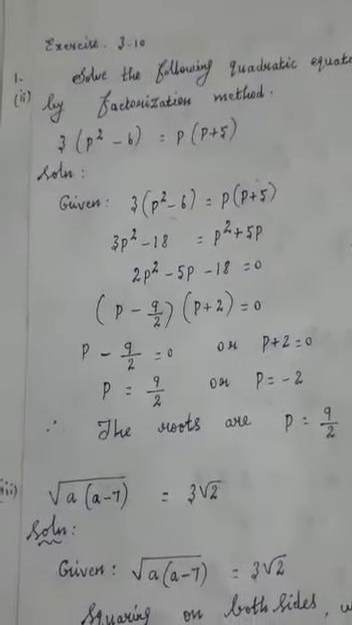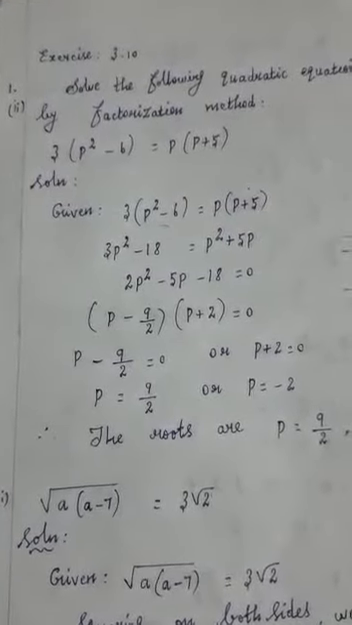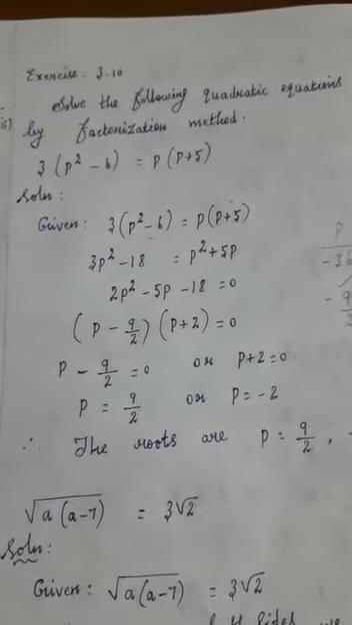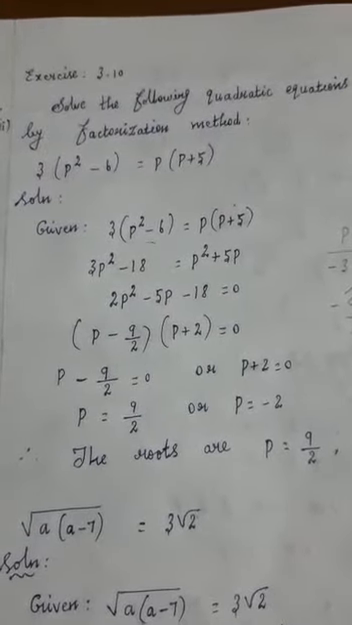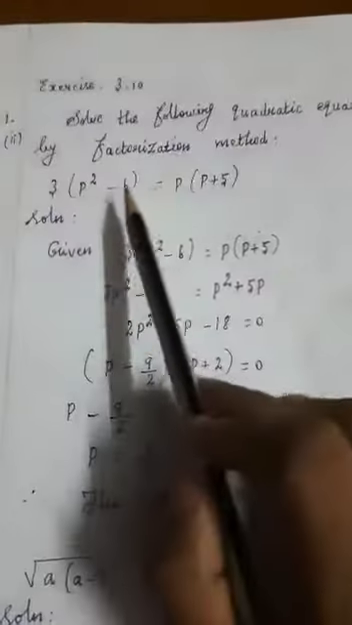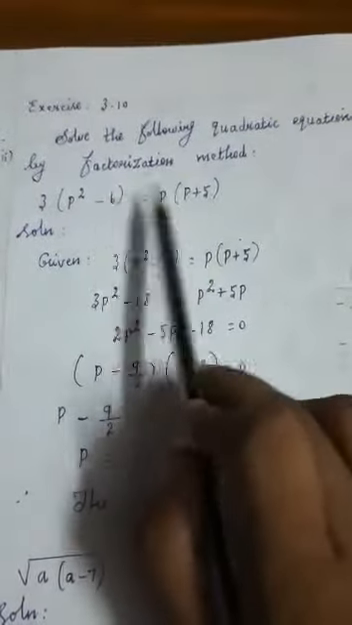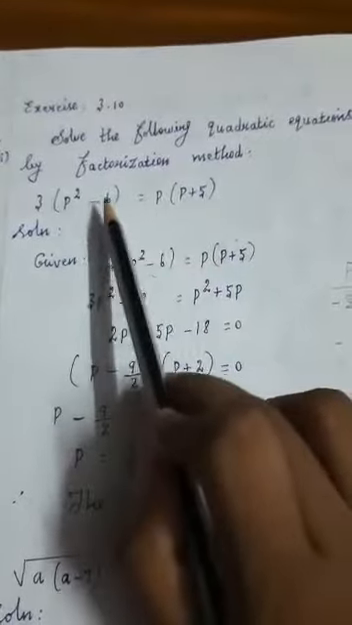Now let us see exercise 3.10, first one, second question. Now see the question: solve the following quadratic equations by factorization method. Using the factorization method, you are going to solve this equation. But while you are seeing this equation, you cannot identify what type of equation this is. So you need to simplify this equation. Only after simplification can you identify whether it is a quadratic equation or not.